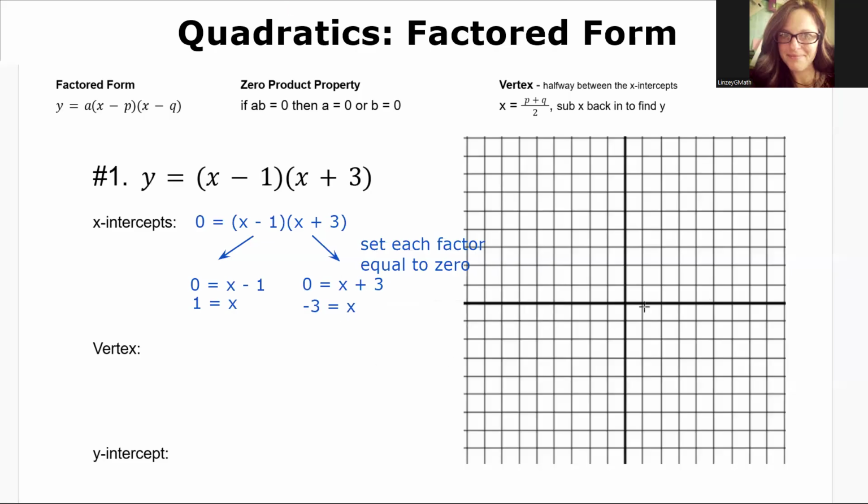Let's graph those x-intercepts. Positive 1 on the x-axis, and negative 1, 2, 3.